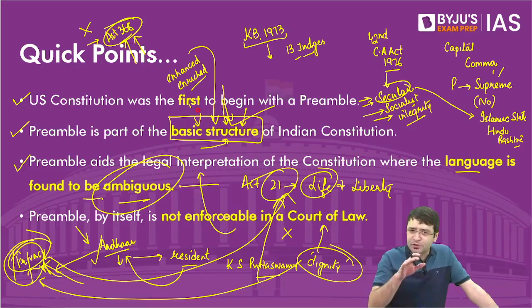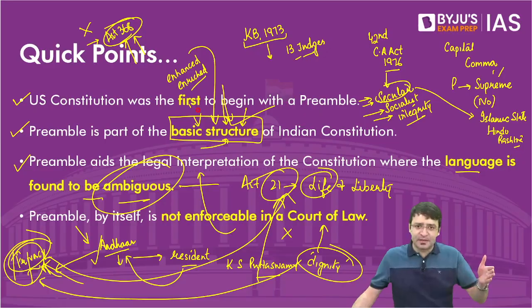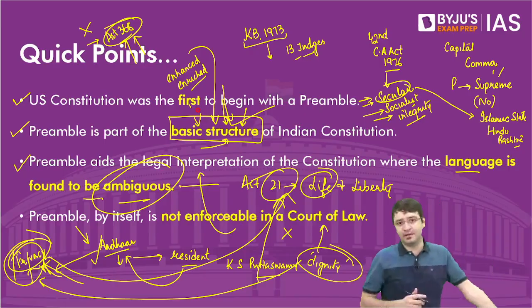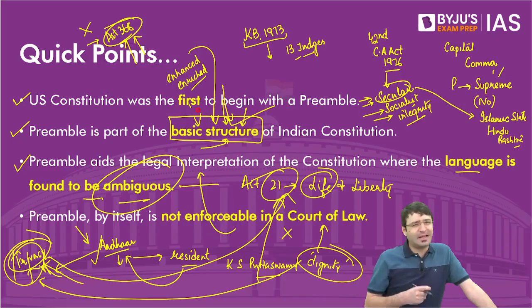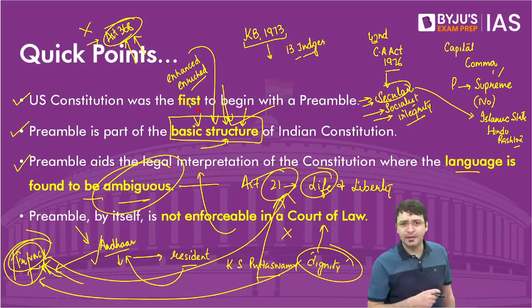But preamble is not enforceable in a court of law. That means, unlike fundamental rights, if the fundamental rights are violated, you can approach the court and the court will protect your fundamental rights. But you cannot approach the court if you think preamble has been violated, because preamble is not enforceable in a court of law. But then what is the significance of preamble? If it's a beautiful document, if it's the philosophy of the Constitution, but it is not enforceable in a court of law, don't worry. Why?